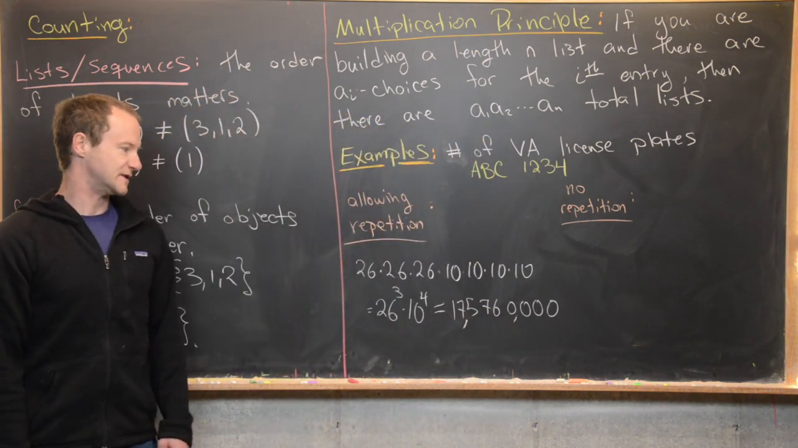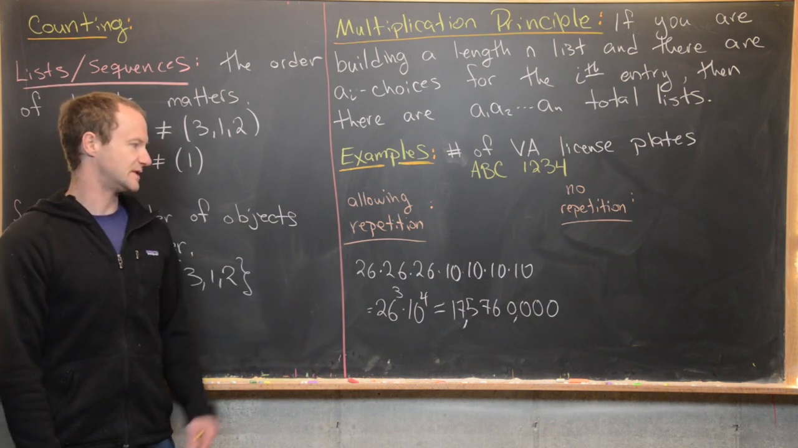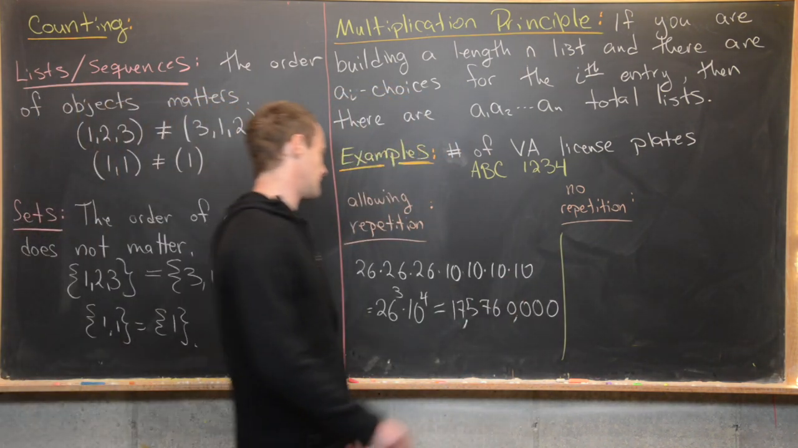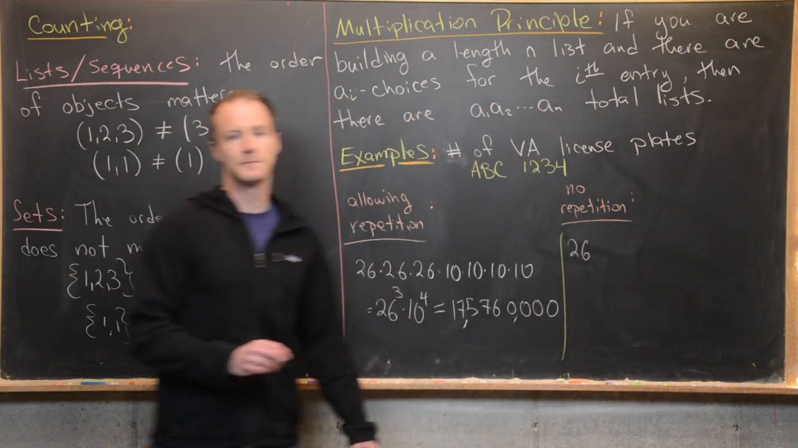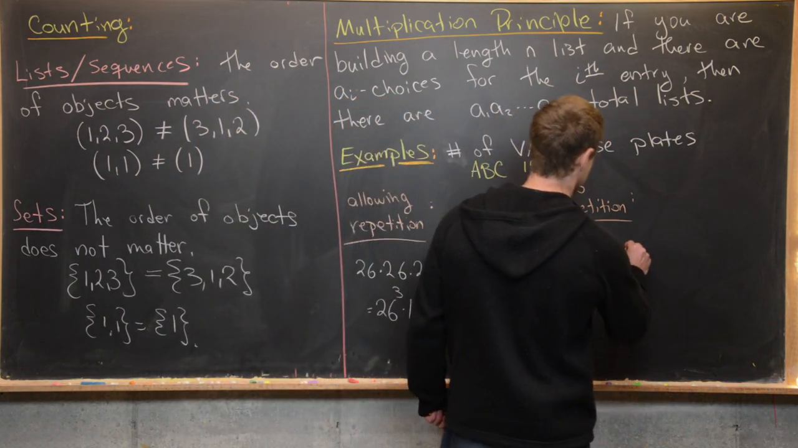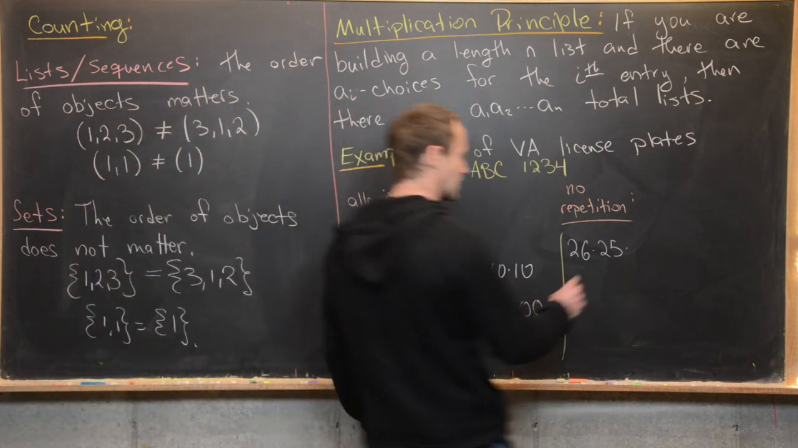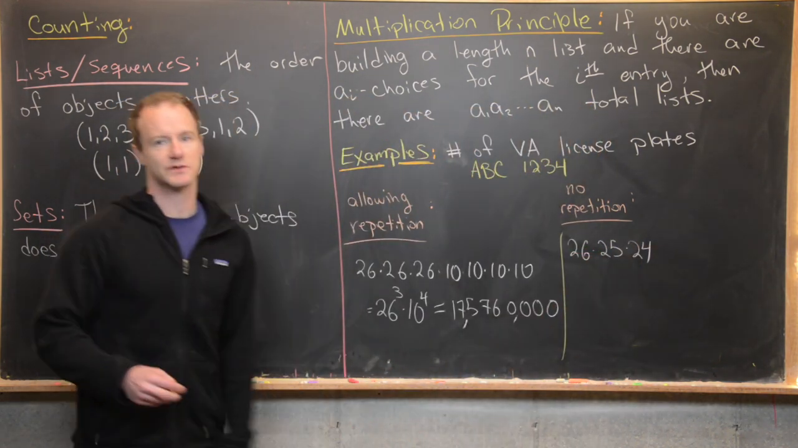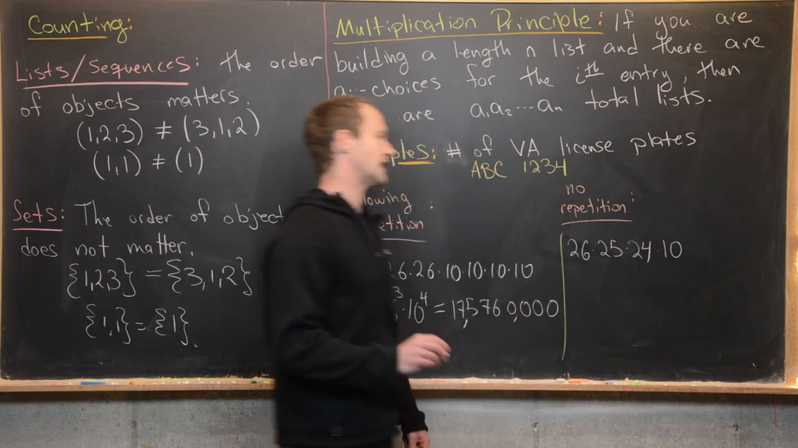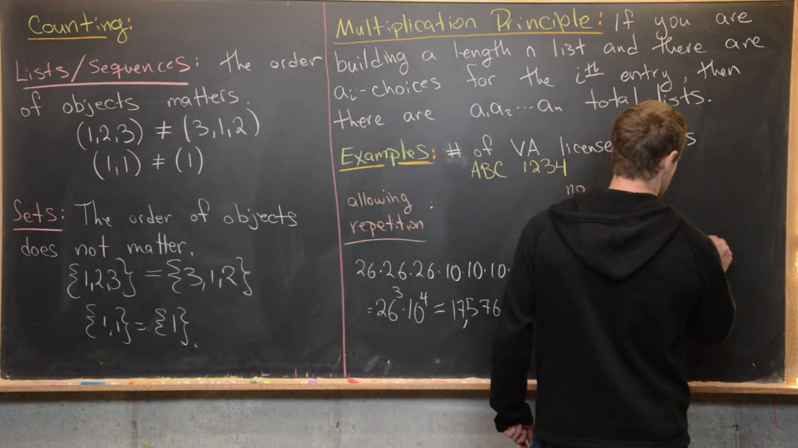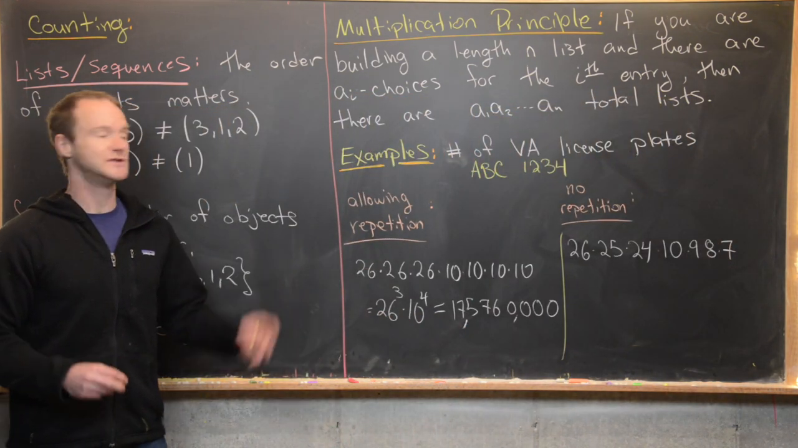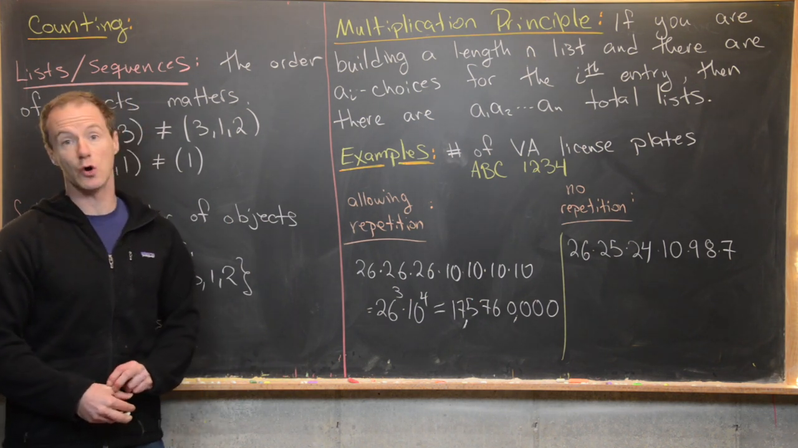So now what about with no repetition? This isn't a realistic example because repetition is allowed, but it's maybe nice and illustrative. If there's no repetition allowed, then there are 26 choices for the first letter, but we've already used our first letter, so for our second letter there are only 25 choices. And for our third letter, there are only going to be 24 choices because we've used 2 letters already. The same thing happens with the numbers: 10 numbers available for the first number, 9 for the second, 8 for the third, and 7 for the fourth. Whatever that product is gives you the number of Virginia license plates with no repetition.